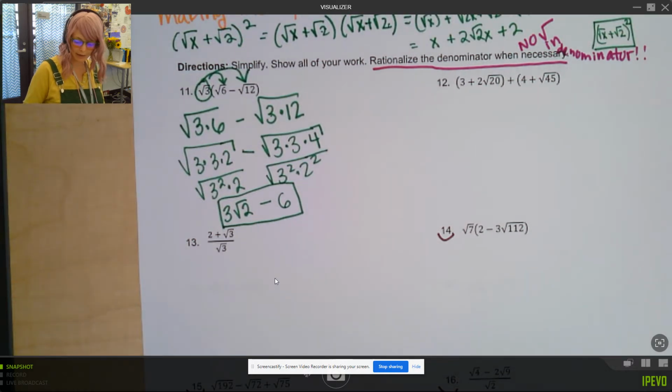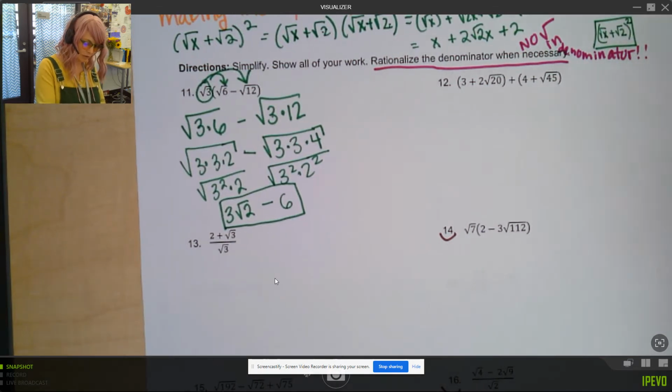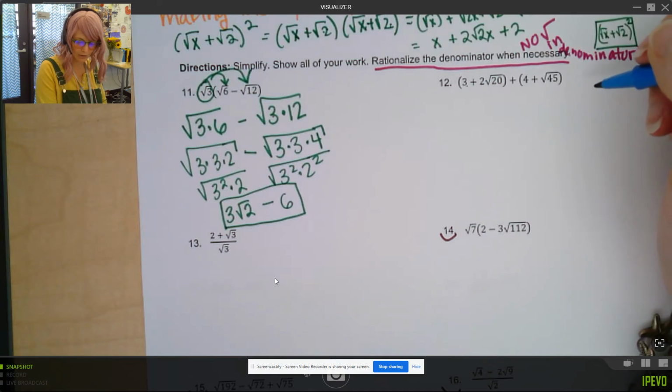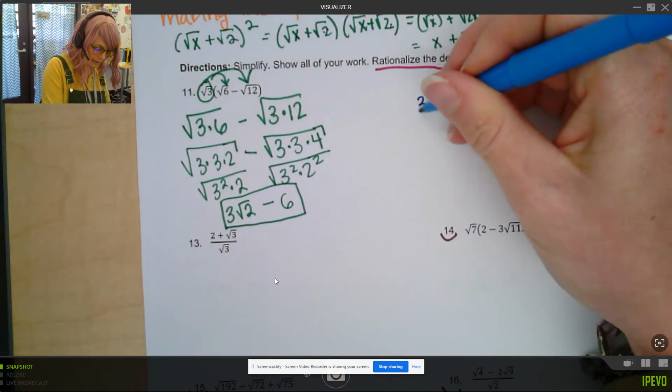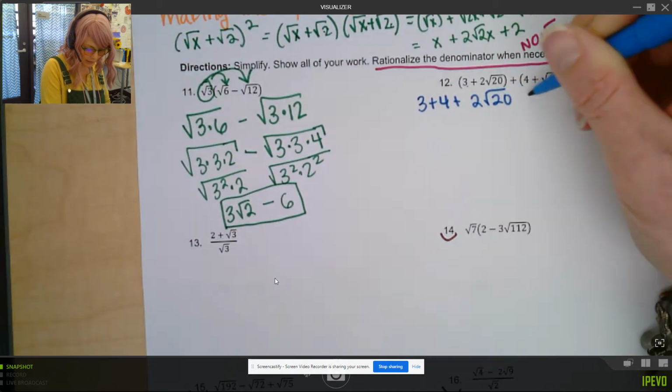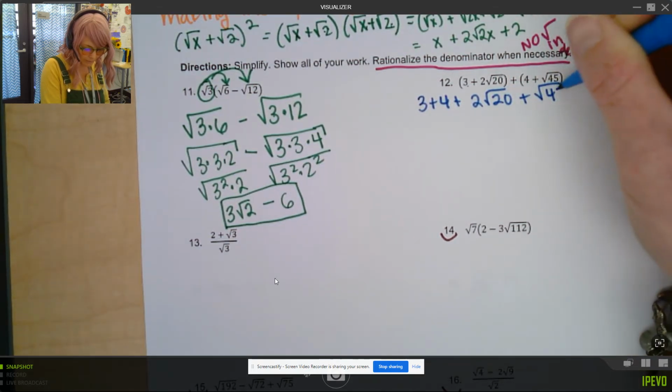Okay, let's take a look at 12. So again, looking at this, it doesn't look like we have any distributing. They're just trying to confuse us with some parentheses. So we can use the commutative property of addition, meaning I can change the order since everything's being added. So I'm going to say this is 3 plus 4 plus 2 root 20 plus square root of 45.